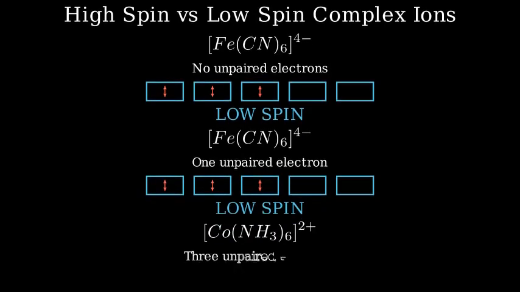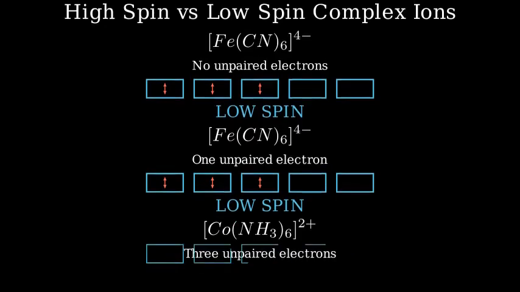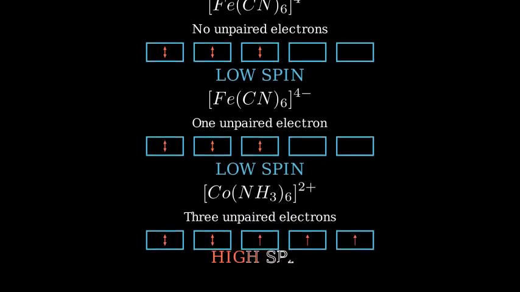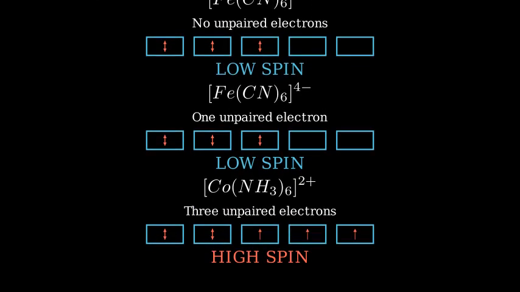For our third example, we have cobalt hexaammine 2+ with 3 unpaired electrons. Since ammonia is a moderately strong field ligand, and we see 3 unpaired electrons, this indicates a high spin configuration.